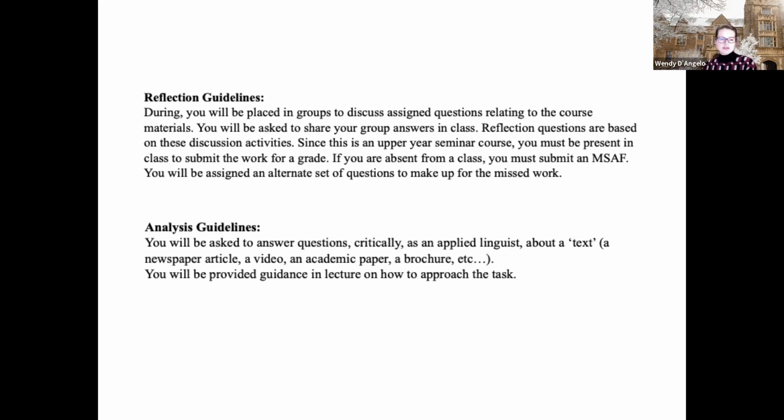Analysis guidelines, you'll be asked to answer questions critically as an applied linguist about a text. And I mentioned this before, a text could mean a newspaper article, a video, an academic paper, brochure, etc. That will be discussed as we get closer to that task. And you'll be provided guidance and lecture on how to approach the task. So I will prepare you adequately with very specific questions to answer, okay?